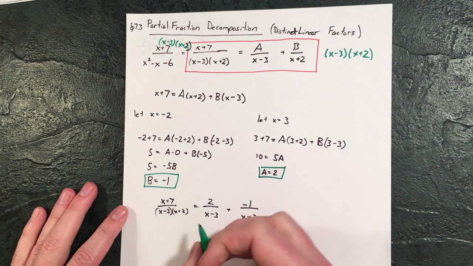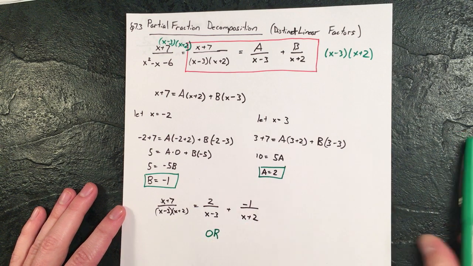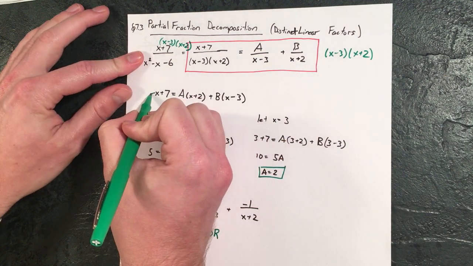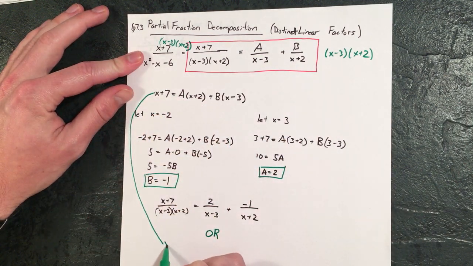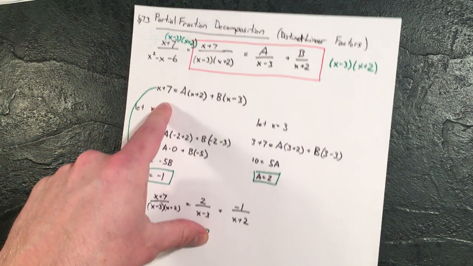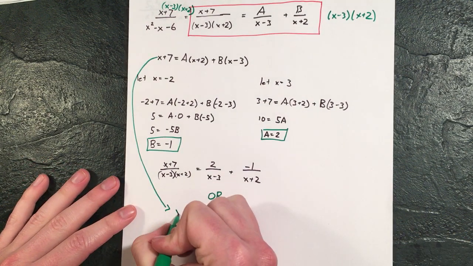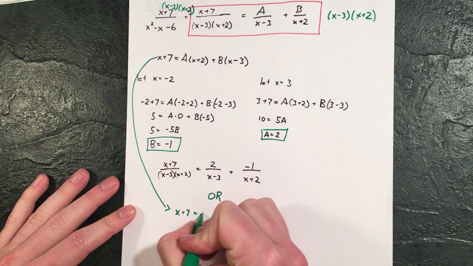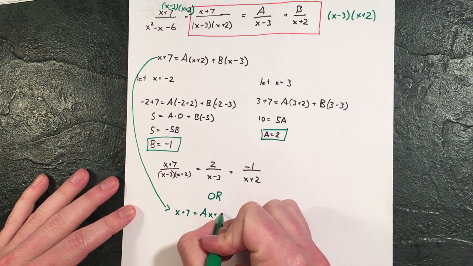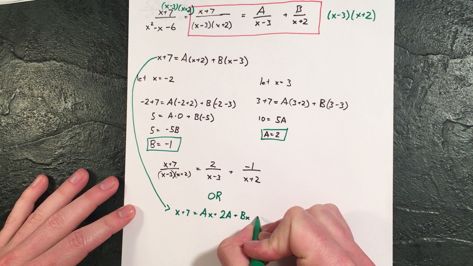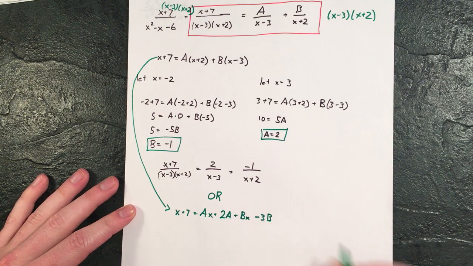But there is another method to go through this, and I want to show you that, which is how it actually relates to this section. I'm going to just start at this step here. So we had x plus 7 equal to a times x plus 2 plus b times x minus 3. Let's actually multiply that out. Ax plus, I'm going to write it as 2a plus bx minus 3b.